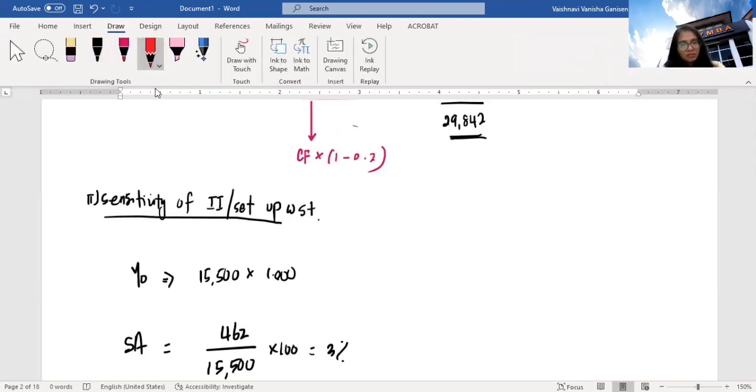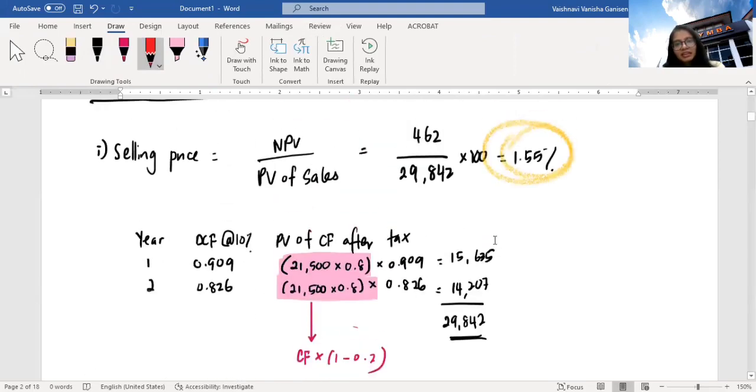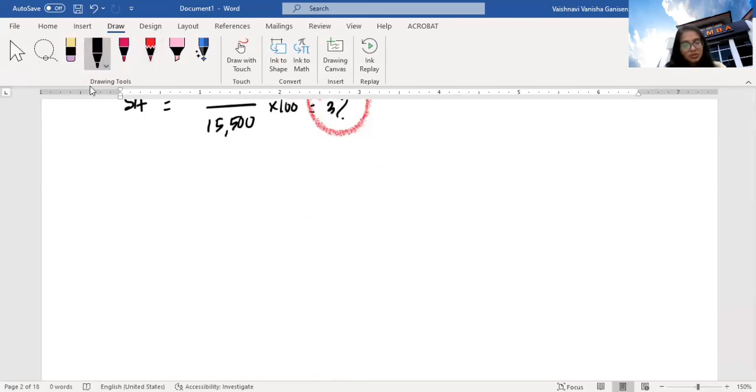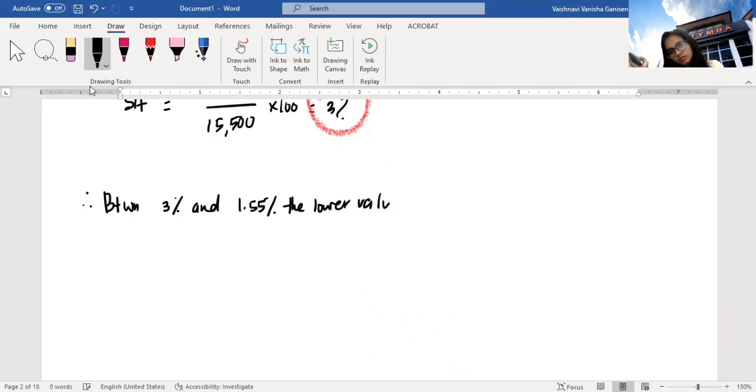So guys, when you want to make a conclusion between 3% and 1.55, which one is lower? This is not what you write, I'm just writing for you guys for your own reference. Percent, the lower value means more sensitive.